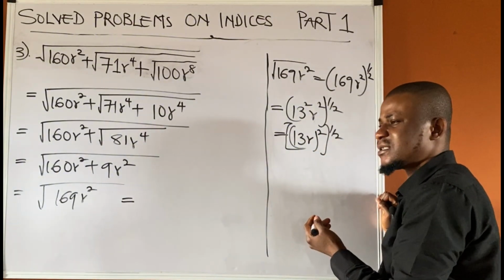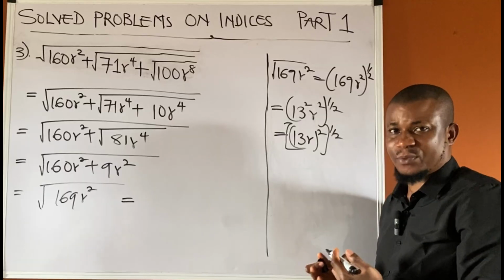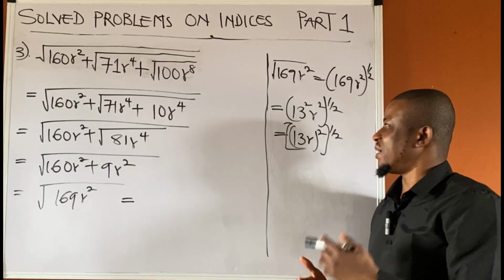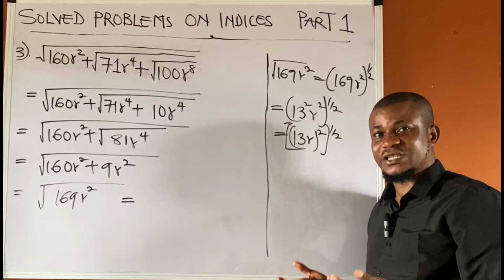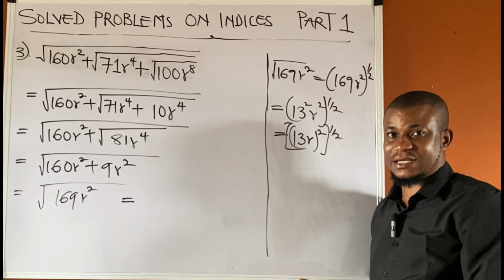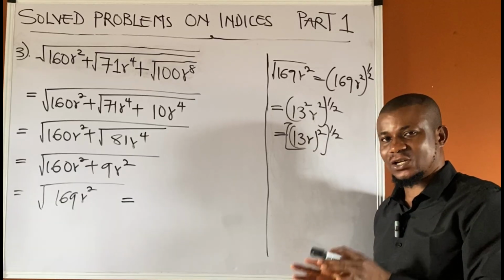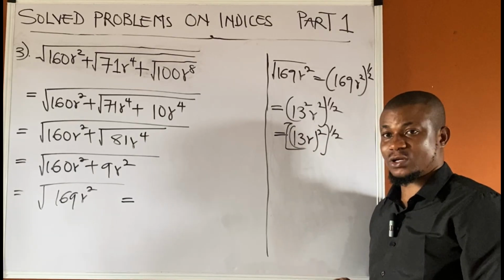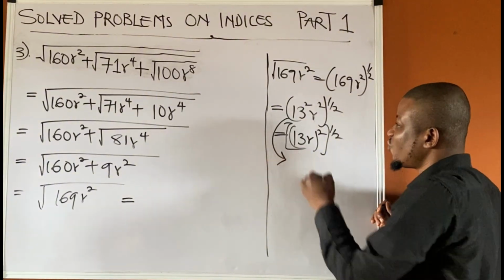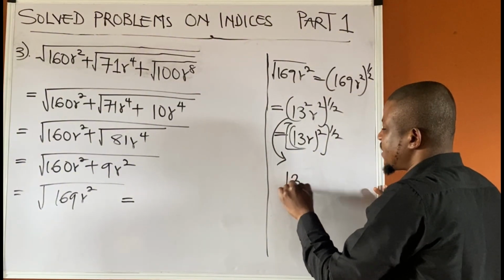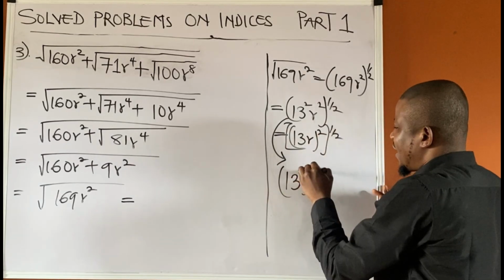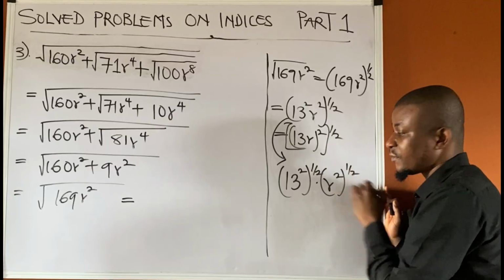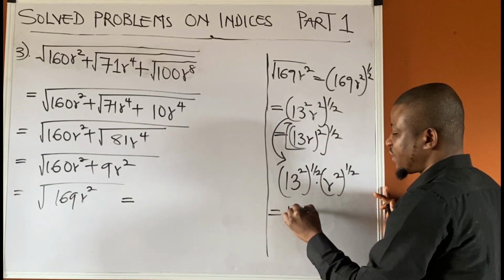So in indices, there are several ways you can resolve a problem as long as you know the laws of indices. You can use a different law to simplify a problem, another person uses a different law and still gets the same answer. But you need to understand the laws of indices. You can now use any of the laws to your advantage and solve the problem. But I want to go with my usual method, which is 13 squared to power half, r squared to power half.